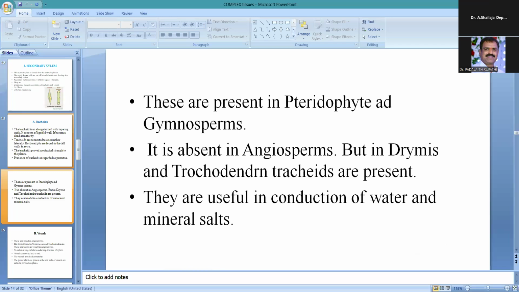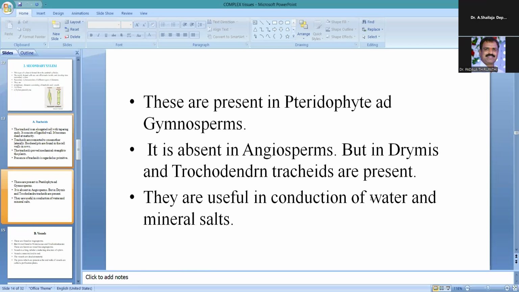Note down these points. But in Drimys and Trochodendron, tracheids are present. So it is absent in angiosperms, but only Drimys and Trochodendron have tracheids. They are useful in conduction of water and mineral salts. That is about the tracheids.